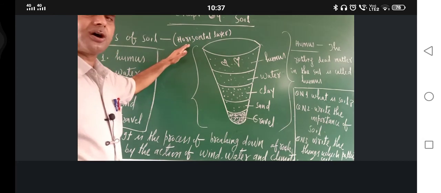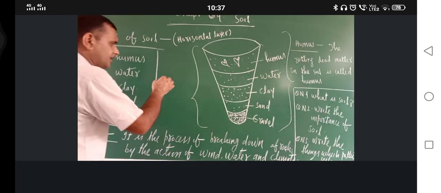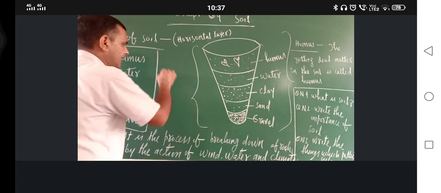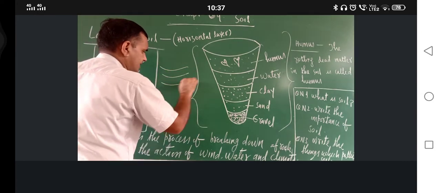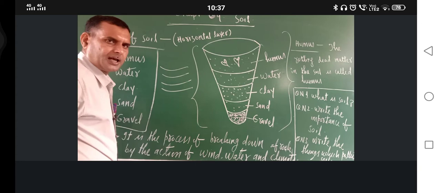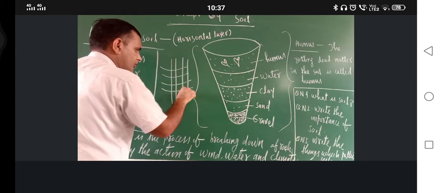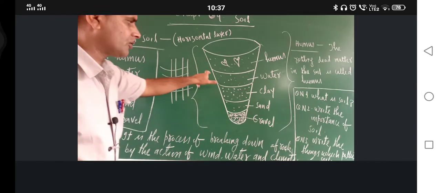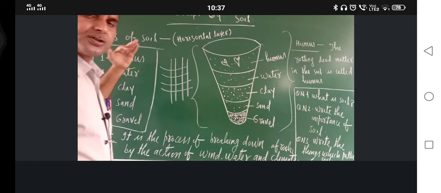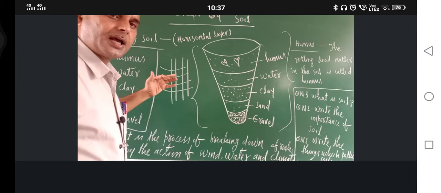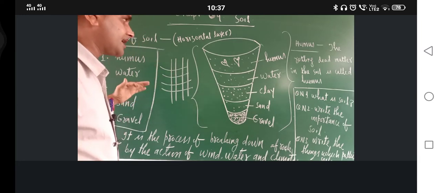Always remember, this is a horizontal layer. Just remember the difference between horizontal and vertical layers. These are horizontal layers, like that. What are the vertical layers? These are vertical layers. So don't get confused. This is the horizontal layers of soil. So in the given sample of soil, there are five layers.